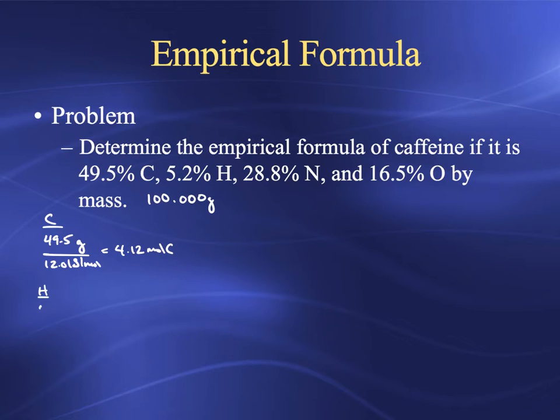Now we need to do it to the other elements. Hydrogen, we got 5.2 grams of hydrogen divided by its molar mass, 1.01 grams per mole, is equal to, so 5.2 divided by 1.01.